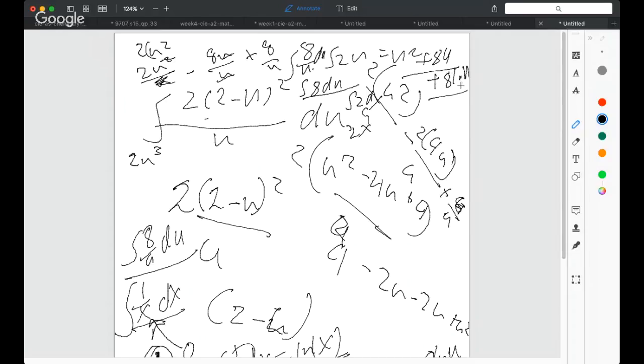And you just plug in 1 and 2, and then subtract the two values.